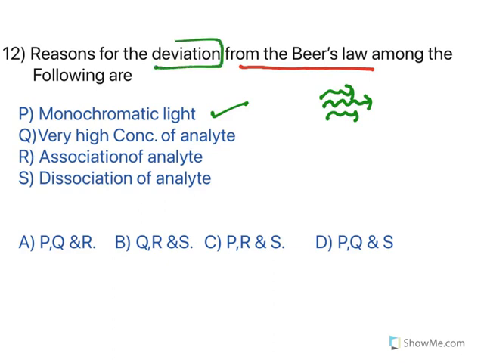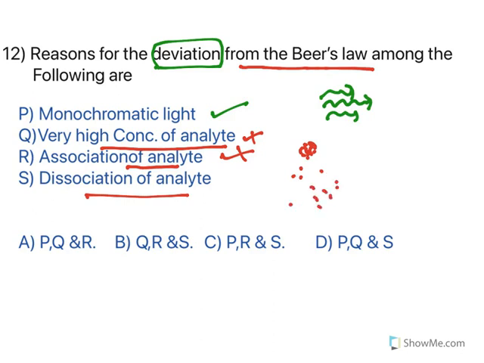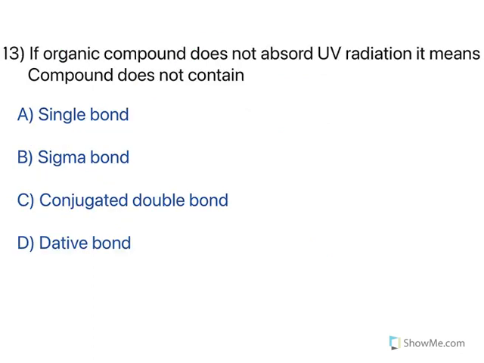See, the question is about deviations. Deviation is possible when there is a very high concentration of element. True. When the concentration is very high, it may not obey Beer's law. Now association of analyte, that means the analyte, if it is combining and forming a crystal kind of thing, it will not be possible to get a positive Beer's law. Dissociation of analyte, if the chemical compound is dissociated, again this will not give a positive Beer's law. So deviation is possible when there is any change in chemical composition of analyte or when the concentration is too high. So deviation is possible in these conditions, Q, R and S. So option B is the right answer. Moving to the next one.